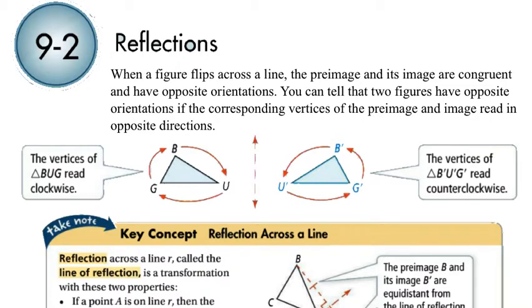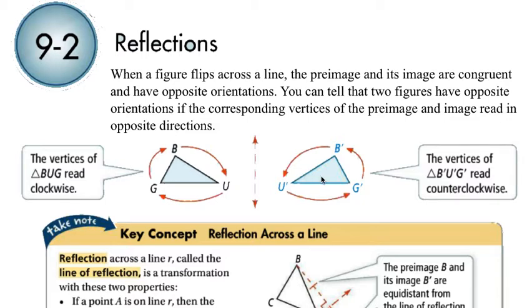Well, welcome to section 2 of chapter 9 on reflections. In this lesson we are going to talk about a transformation called a reflection, and we will be reflecting figures across a line. Remember, the image before it has a transformation done on it is called the pre-image, and after you do the transformation it is called the image.